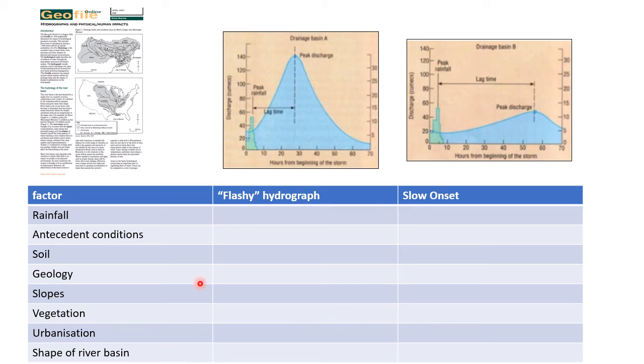Shape of the river basin is a bit more complicated than some of the others. The others are fairly simple, but as a rule of thumb, the rounder the basin and the more rivers there are in a small area, what we call the drainage density, the more flashy. The longer the basin and the fewer the rivers, the lower the drainage density, the less flashy, the slower the onset will be. So go through, stop the video, do your extra reading, and when you've got that done, let's move on.